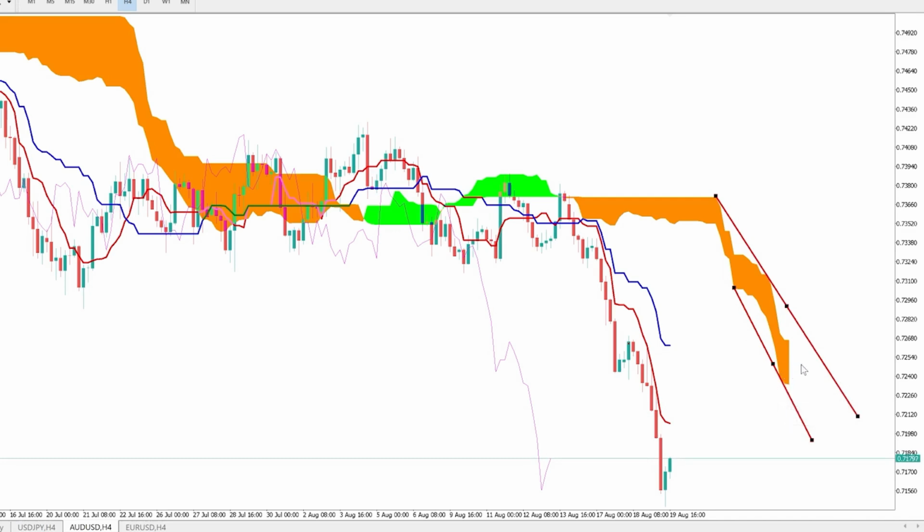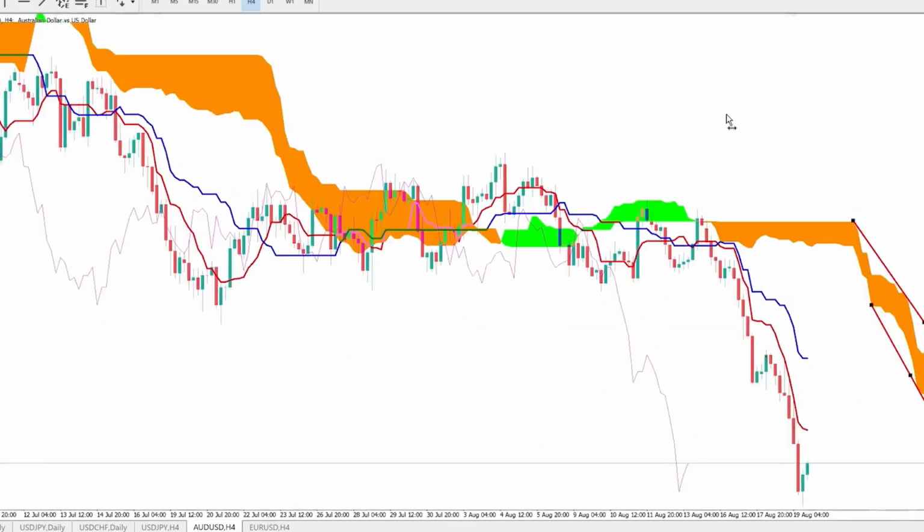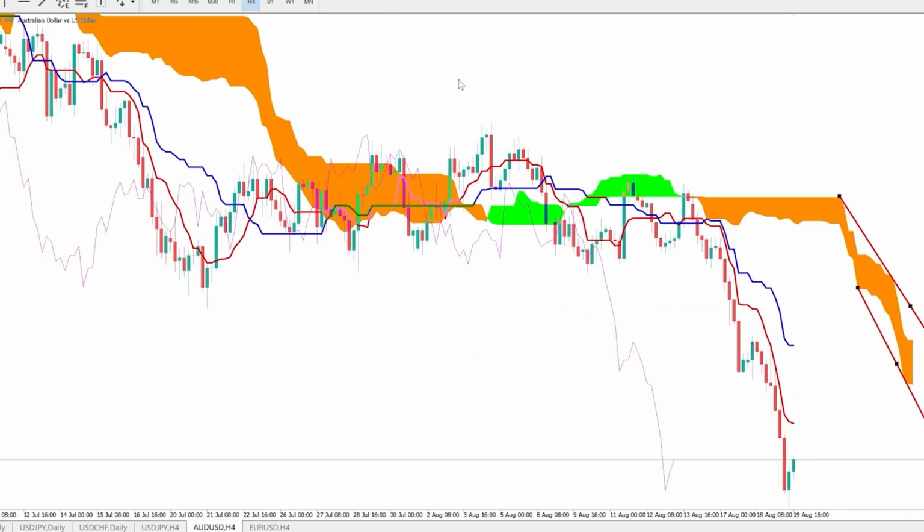If our cloud comes forward and breaks this trend line and moves upward, our candles are further behind. This gives us a signal of a trend reversal, indicating that our trend is becoming bullish. This is another way to get signals using the Kumo cloud.